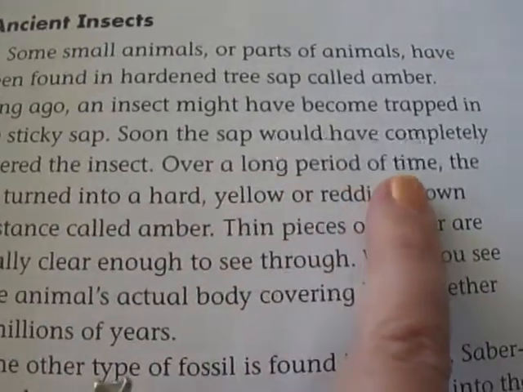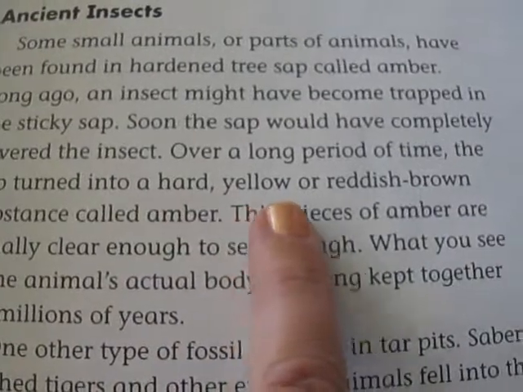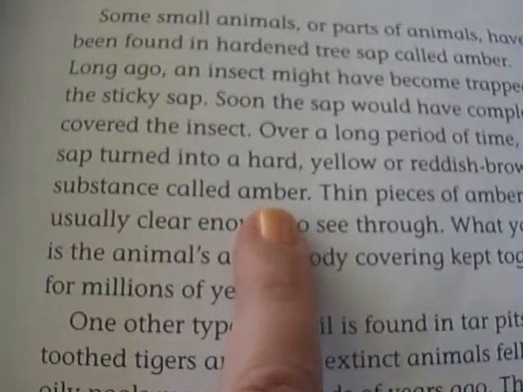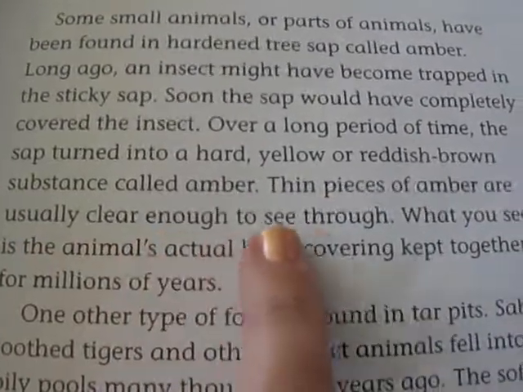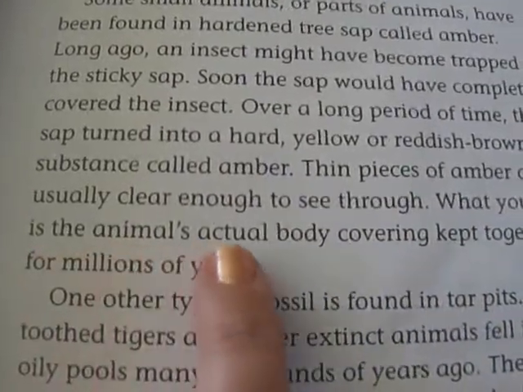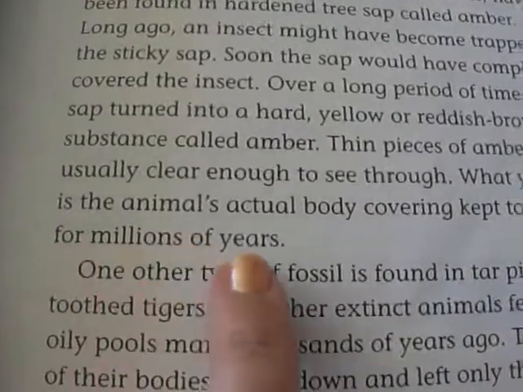Over a long period of time, the sap turned into a hard, yellow, or reddish-brown substance called amber. Thin pieces of amber are usually clear enough to see through. What you see is the animal's actual body covering kept together for millions of years.